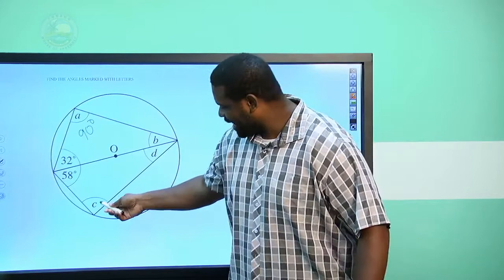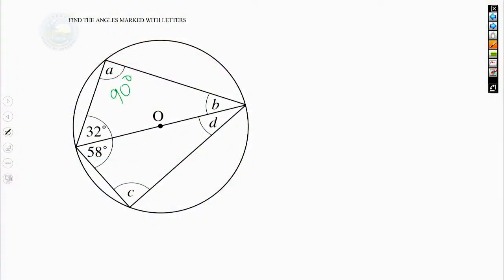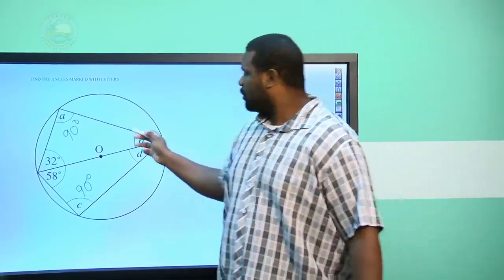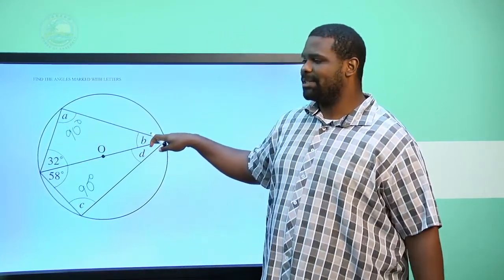Similarly, this angle is being subtended by the diameter. So what is the angle here, according to the rule? Any angle subtended by the diameter at the circumference is 90 degrees. And again, we work with our triangle. So here we have one triangle. Here is 90. Here is 32. That means this must be the remainder.